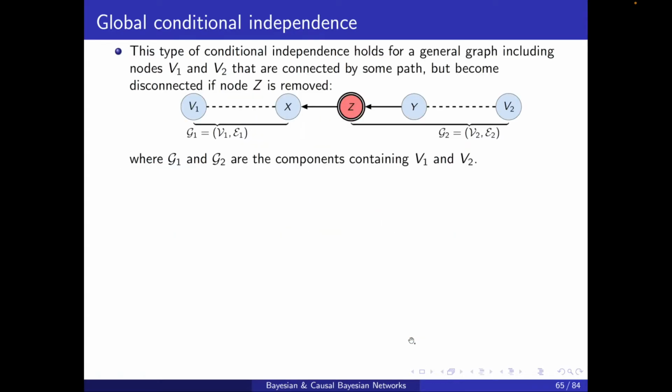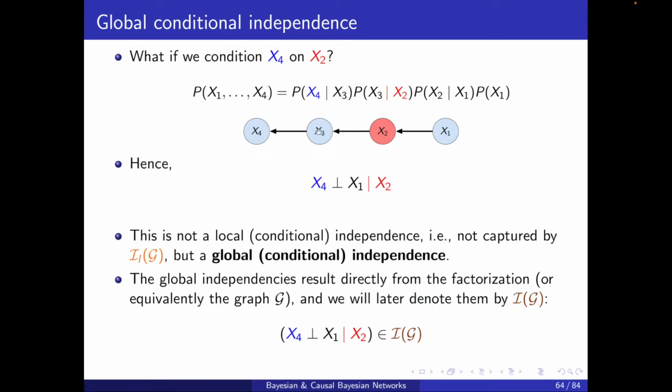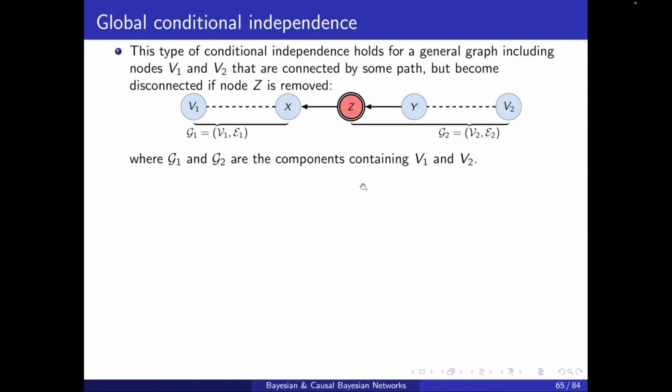Good. Now, this type of conditional independence holds for a general graph including nodes V1 and V2. Just look at what we had here. It was x4, x1, and somewhere in between there was a directed path, with x2 being conditioned on or observed. Let's simply generalize it. So V1, V2, there's a directed path, or as we will see, it doesn't need to be a directed path in this dashed part. This part of the graph doesn't matter.